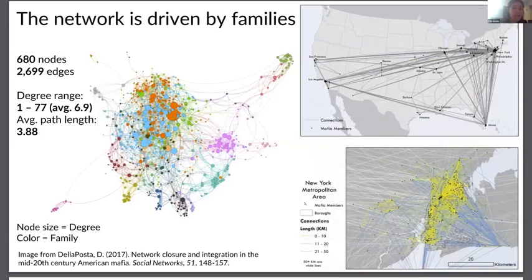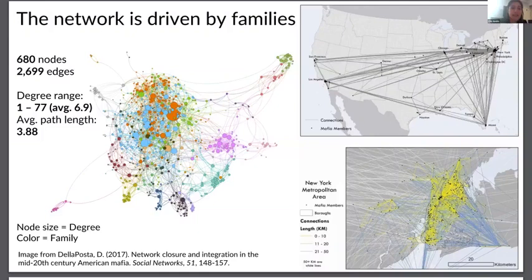So the network that is derived from these dossiers is driven by families. In this diagram, this sociogram, which was created in Gephi by our collaborator Dan Della Posta, the colors represent the different family that the node is in, and the size of the node represents the degree. So that's how many connections they have.